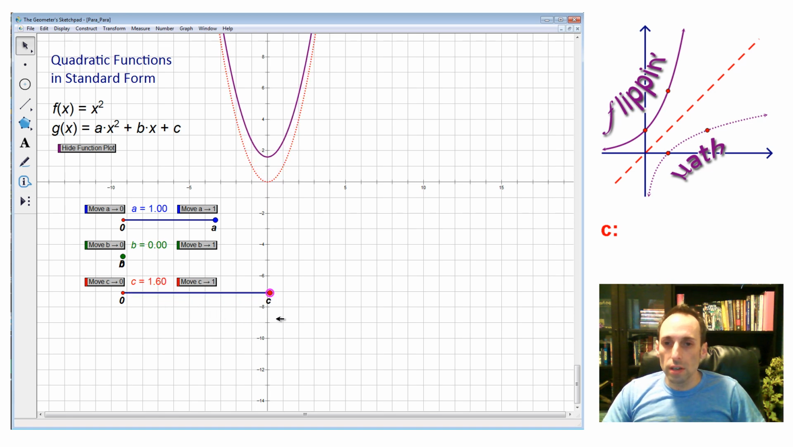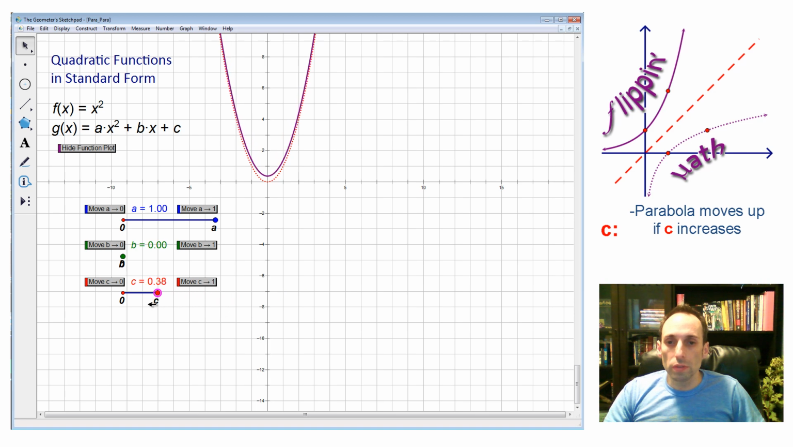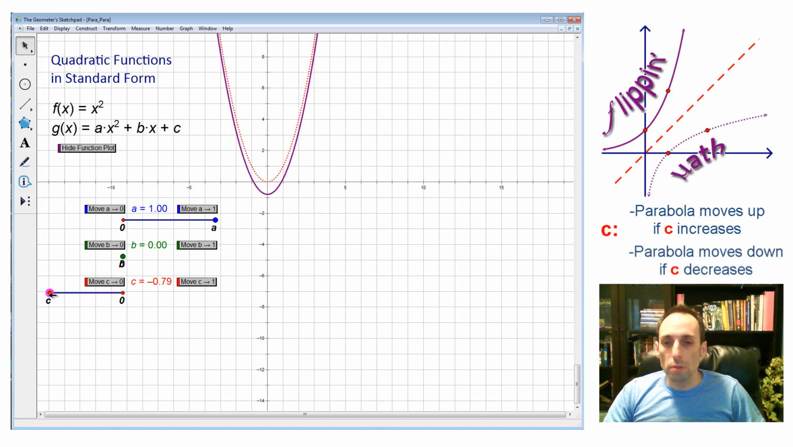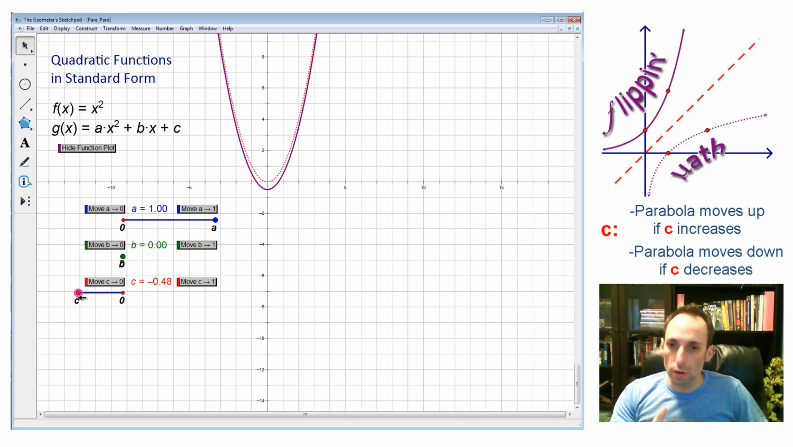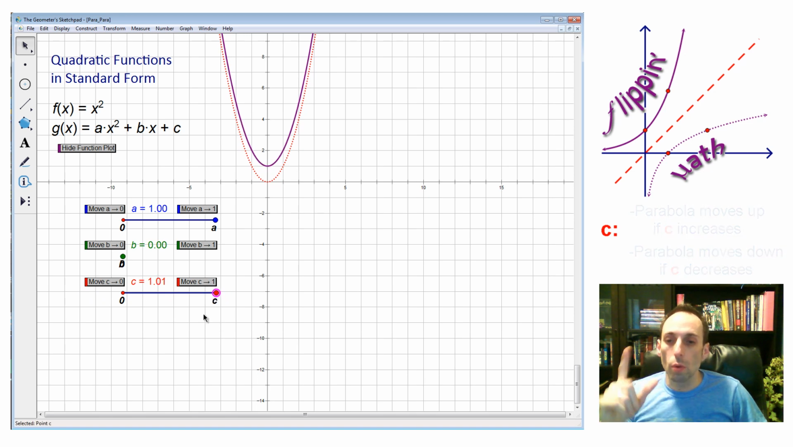Let's move this C, and you can see as I move it, it's moving my parabola upwards. As I move it bigger, I make it smaller, it's moving it downwards. You might think that it was just the y-intercept, but you'll see that that's not necessarily, or just the y-coordinate of the vertex. There we go. But it's not necessarily. It is the y-intercept though.